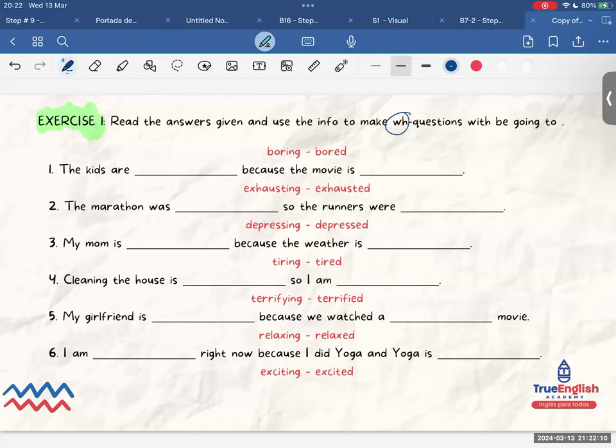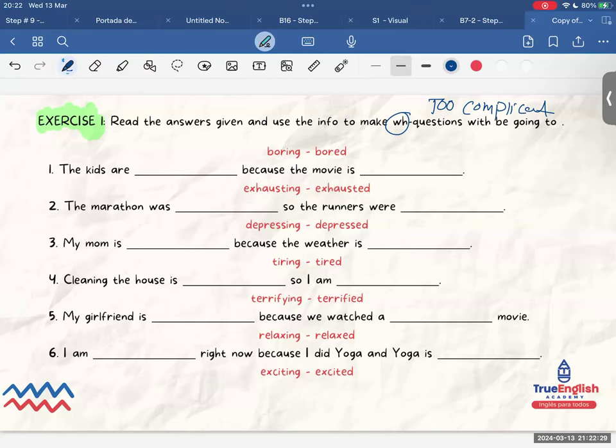WH question with be going to. No, you know what? It's too complicated. This one. Let's do something relaxed, okay? For right now.